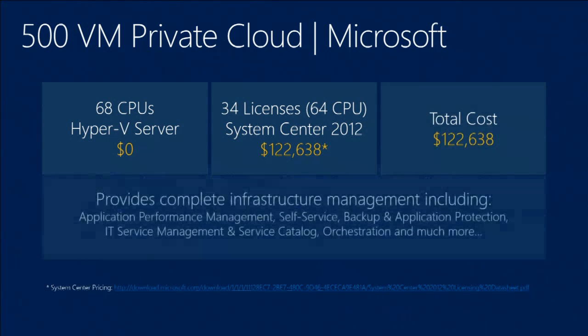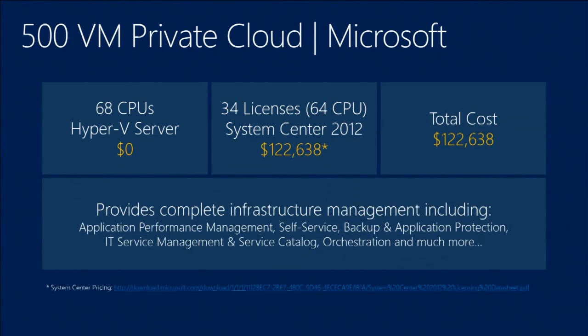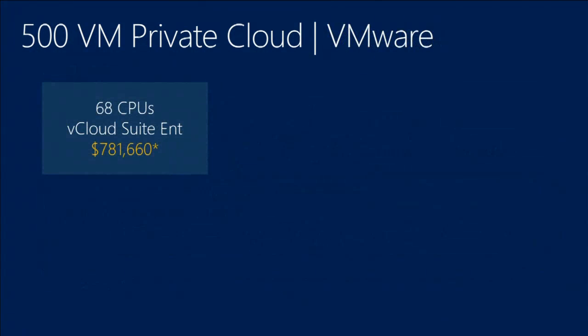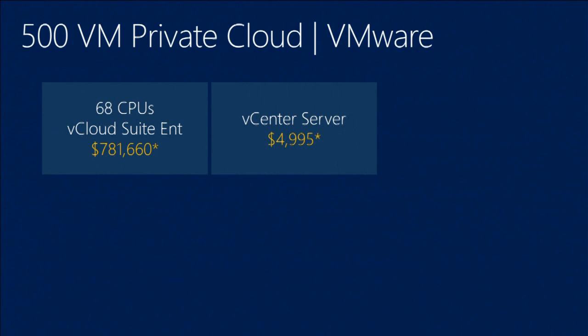I add on System Center, and I need 34 licenses to cover the 68 sockets in my 34 hosts. That should say 68, actually. 34 licenses, 68 procs. That comes in at $122,000 based on the pricing that's available on Microsoft.com. That's open, no level, so that's effectively retail pricing. So the total cost is $122,000. And we've seen a snippet of just some of the capabilities it can provide: the VM management, the self-service, the backup, the application monitoring and insight.